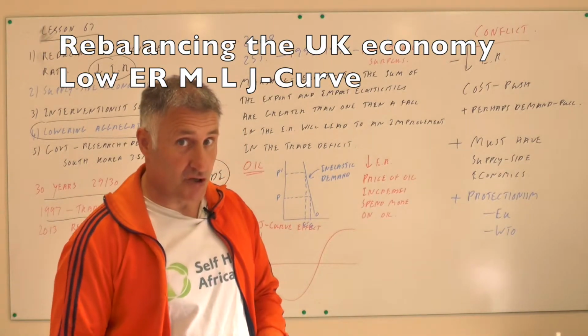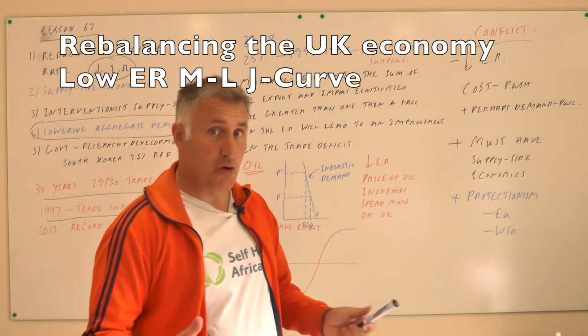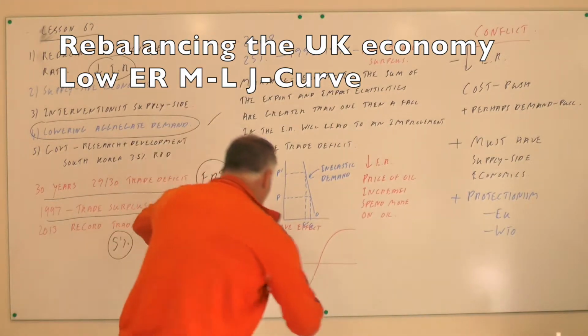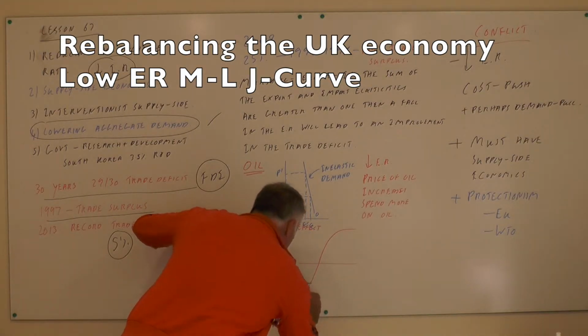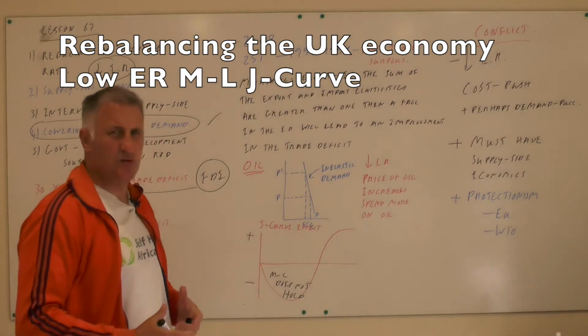The key point though is, in the short run, the Marshall-Lerner condition does not hold. So the possibility is that the trade deficit will actually get worse. So what does that mean?